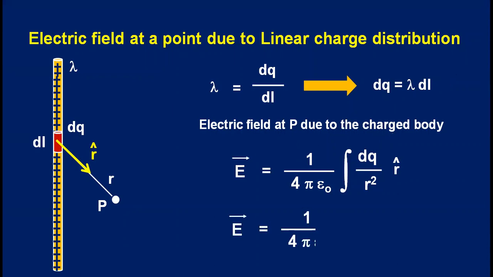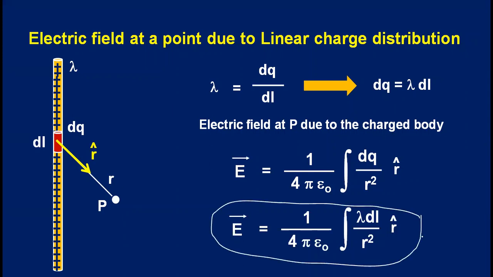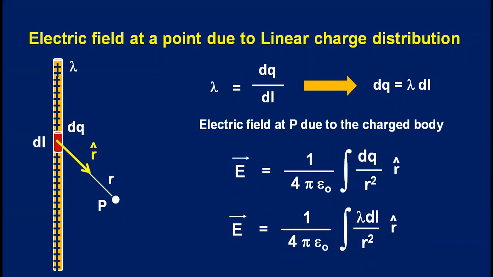If we substitute that here, I will get the expression for electric field due to linear charge distribution. So substitute lambda into dl instead of dq over here. So thus, this is the formula to find out electric field at the reference point P due to linear charge distribution. Right.